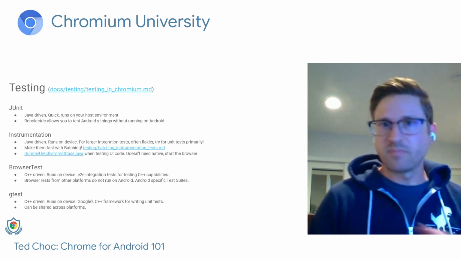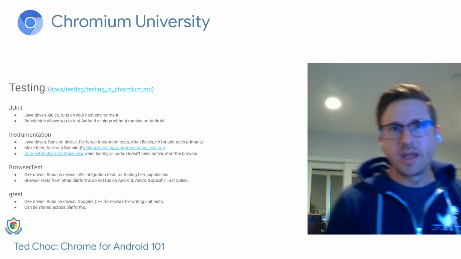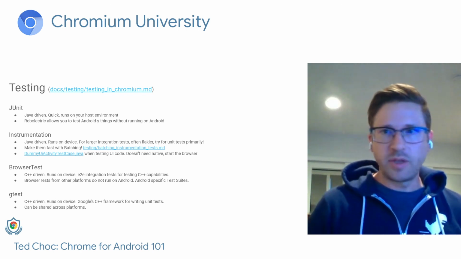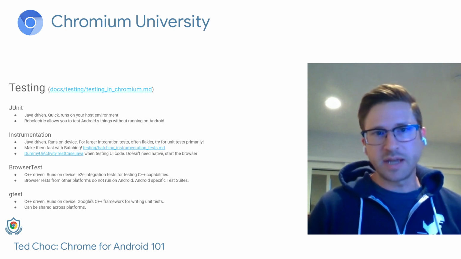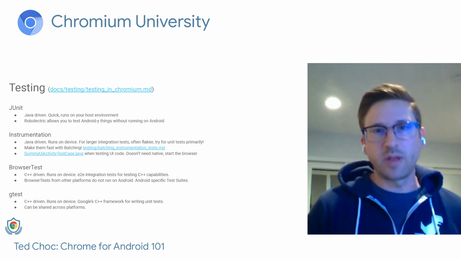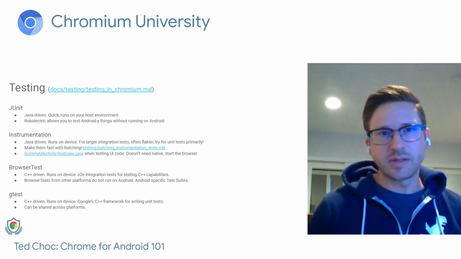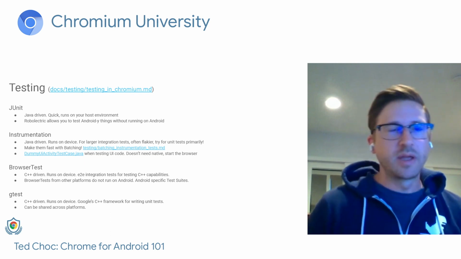And finally, a bit of testing, please add them. There's good testing docs in Chromium, so look there. JUnit, you use that for doing small unit tests. It runs on the host environment on your Linux box. And Robolectric allows you to mock out some Android interactions. They're fast, they're reliable, use them.